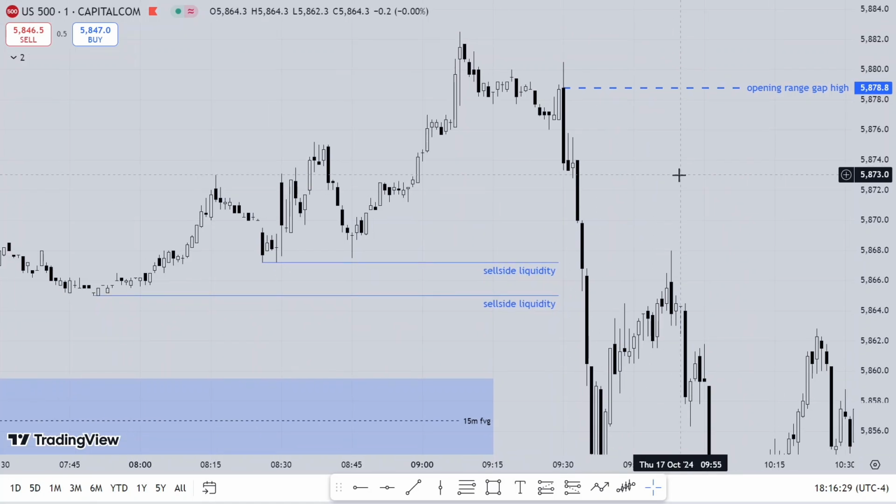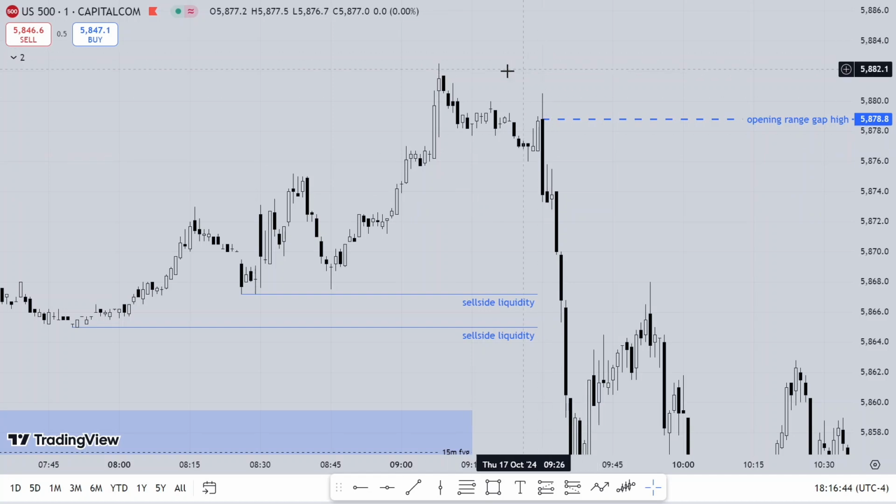So the three indexes were the S&P, the Nasdaq, and the Dow. The Nasdaq was failing to come for these highs. It was failing to take these highs. So was the ES failing to come for these highs. But the Dow was extremely bullish, coming for its high here.